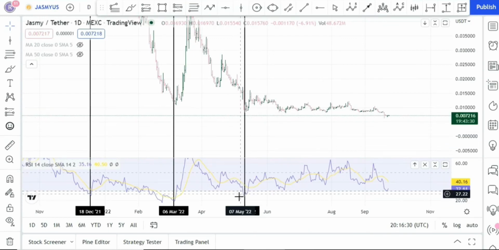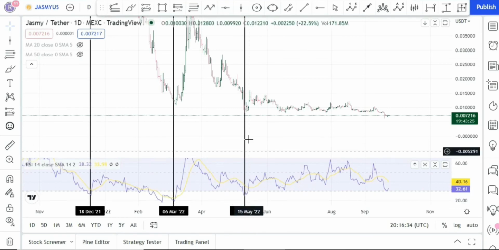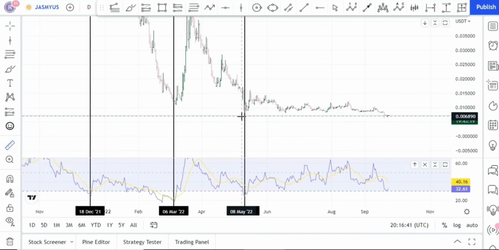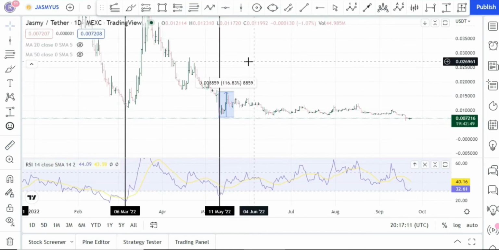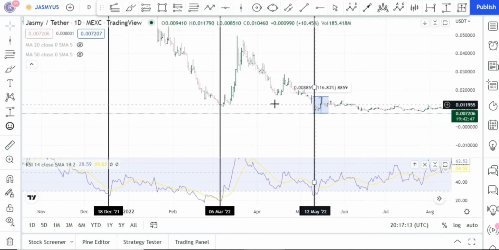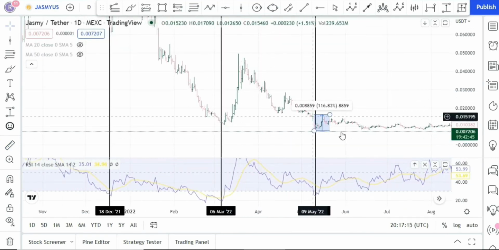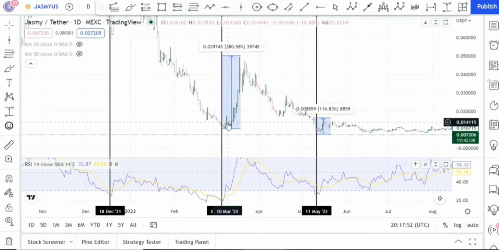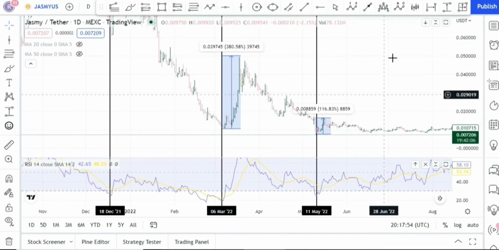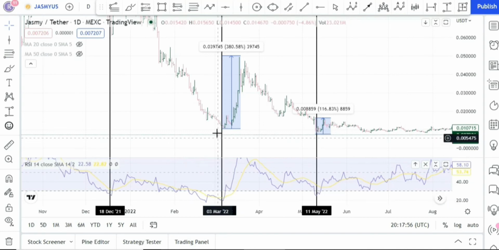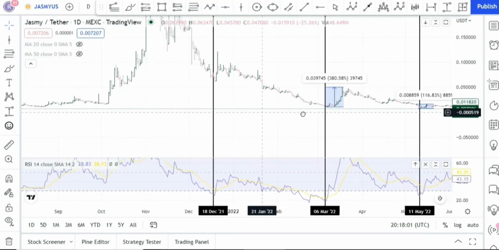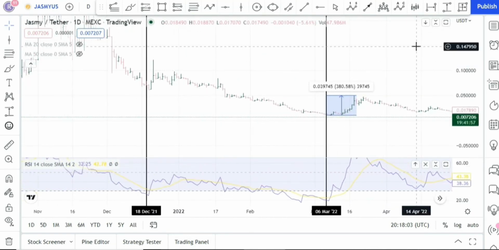You can see that whenever we were oversold right here, for example on the 11th of May 2022, we were oversold and we had this pump right here, right? I just want to measure it out of curiosity to see how big of a pump it was. So yeah, this one is showing 116%. It may not be looking as big on the chart, but it's actually huge. Let's check the other time it happened. Yeah, it happened here on the 6th of March 2022. You can see that we had a 380% pump to the upside. So you can say that it's really a massive thing to happen.